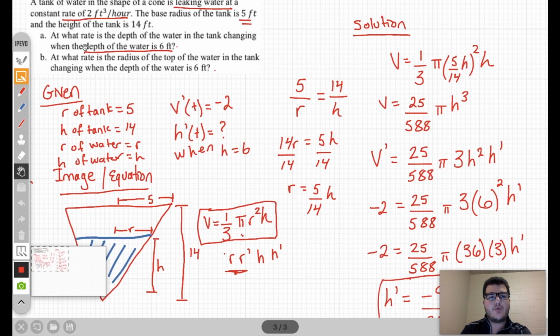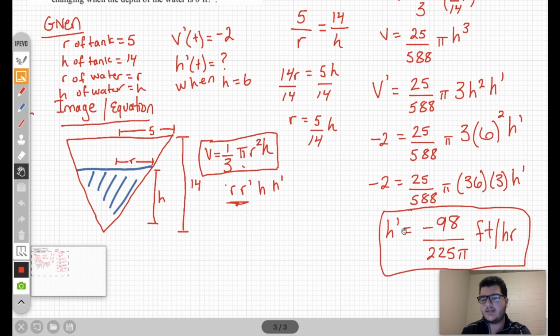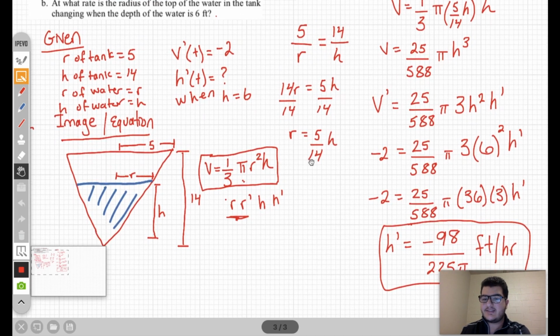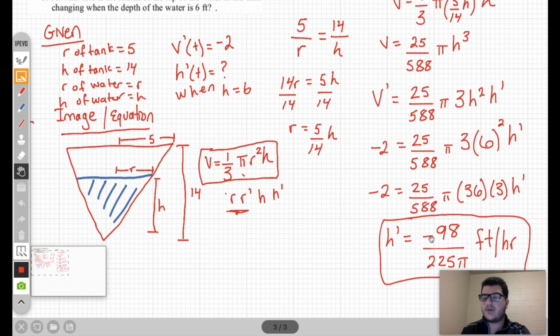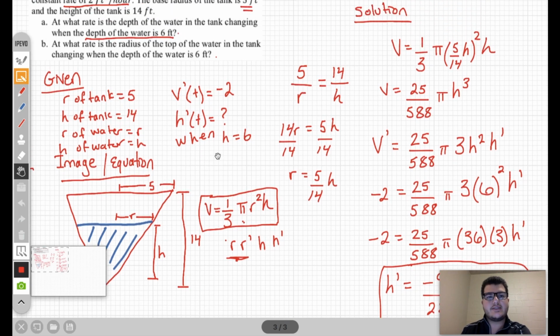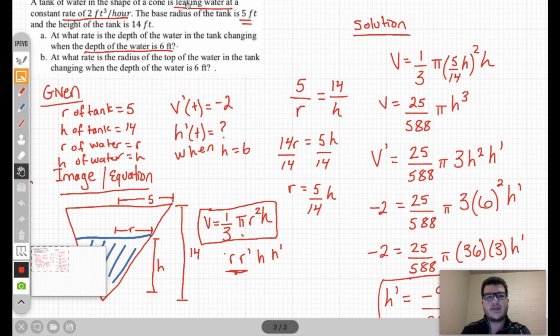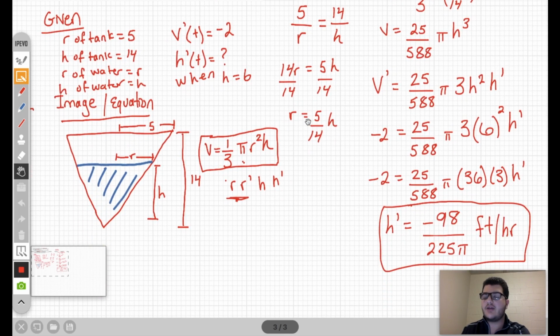We wanted to know at what rate the depth of the water is changing, so the depth of the water's rate is h prime, and that's your answer. Does this make sense in terms of a negative or a positive? Well, yes, it makes sense because the depth of the water is decreasing, right? Because the tank is leaking water. So the height of the water must be decreasing as well. Since the tank is leaking, this should be a negative, which it is. So we did something right.